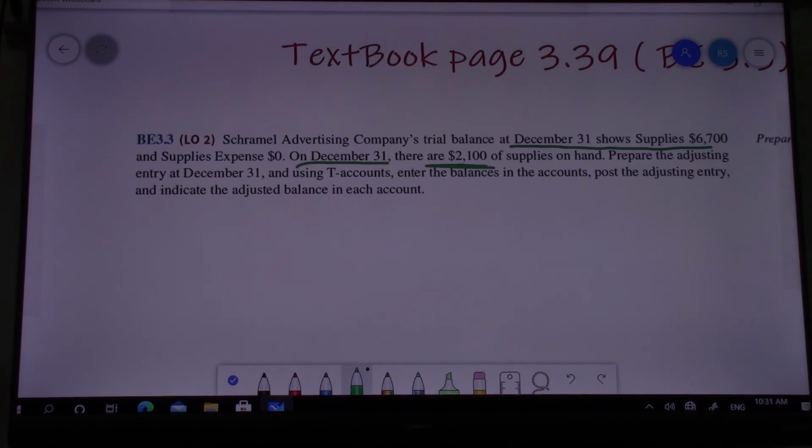So you are given supplies available during the period and you are given supplies on hand. And you are required to prepare the adjusting entry at December 31st and, using T accounts, enter the balances in the accounts and post the adjusting entry. So you are required to do two things: first, record an adjusting entry, and also prepare T accounts for these accounts. So again, to perform the adjusting entry, you are required to update your accounts to recognize supplies expense.